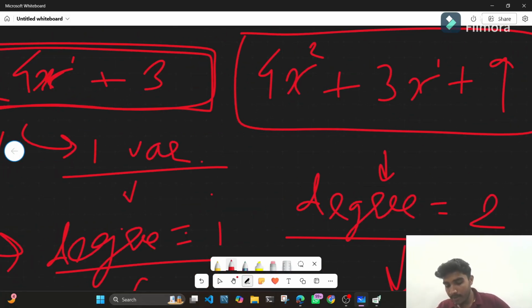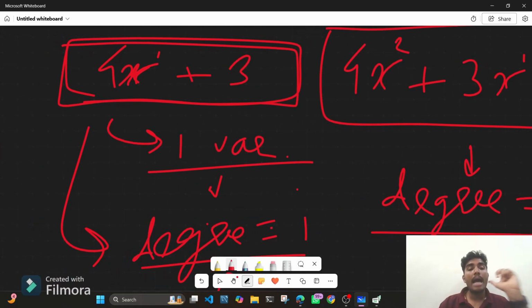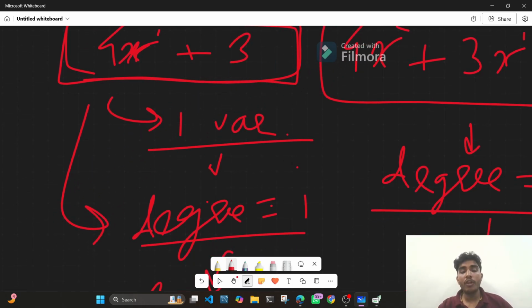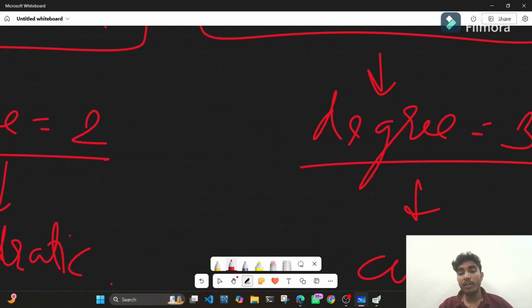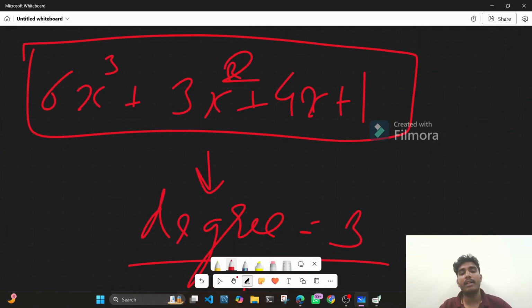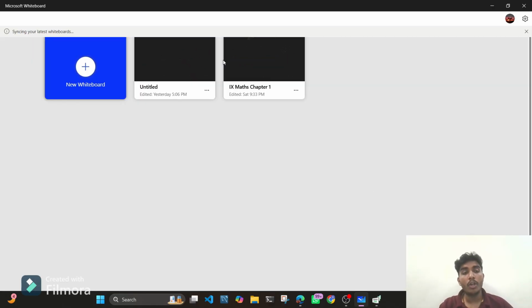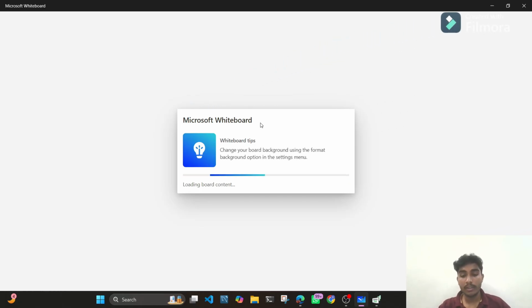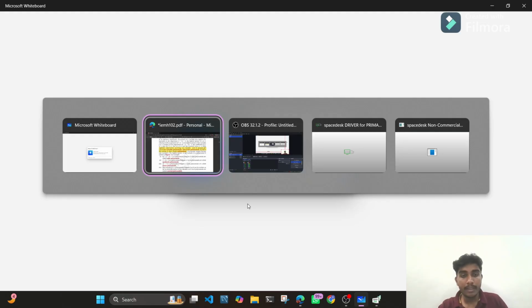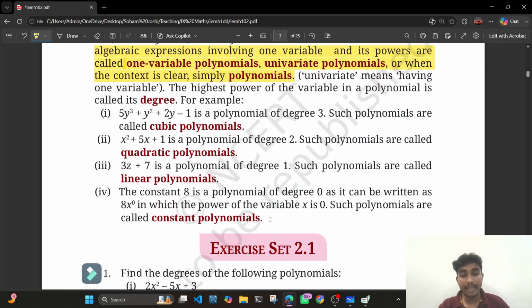I'll just quickly summarize this part. The highest power of the variable in an algebraic expression is called its degree. For a linear polynomial, the degree is 1. For a quadratic polynomial, the degree is 2. And for a cubic polynomial, the degree is 3. Or vice versa: a polynomial with degree 3 is called a cubic polynomial, a polynomial with degree 2 is called a quadratic polynomial, and a polynomial with degree 1 is called a linear polynomial. I hope this part is clear.